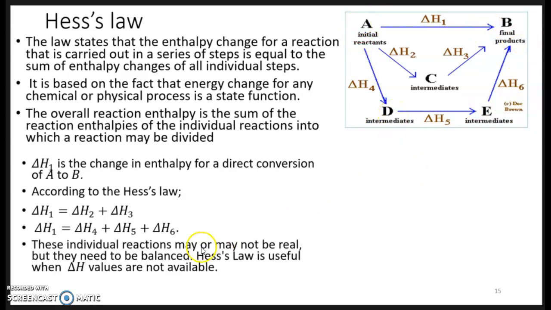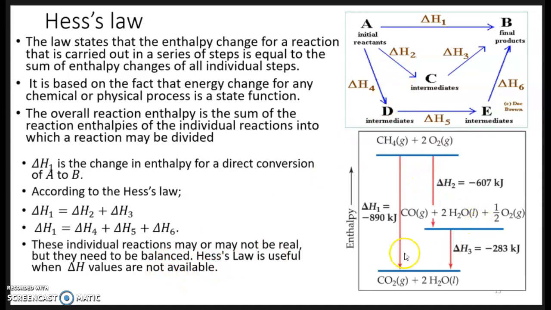These individual reactions may or may not be real, but they need to be balanced in order to calculate Hess's law. So for example, the direct conversion of CH4 plus 2O2 to give CO2 plus 2H2O can go stepwise. So the net delta H1 is equal to delta H2 plus delta H3. So minus 890 is the same thing as minus 607 and minus 283 together.